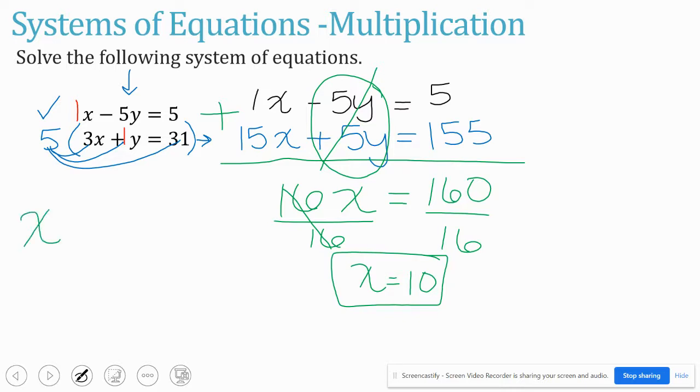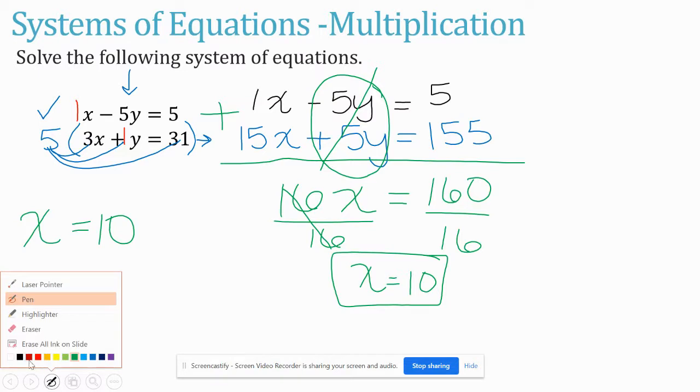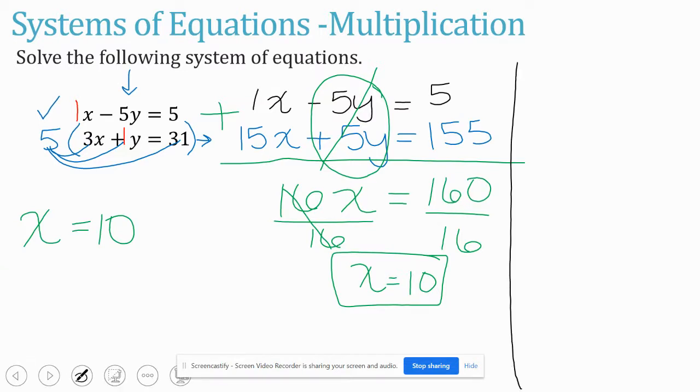I'm going to put that right here because I am going to erase this, just so actually I could probably fit it on the side. I'll do it on the side. So x equals 10. Remember, this is a system. We have to solve for x and for y. So I'm going to do that right here. And I'm going to just take the equation that we didn't touch, but you can choose any one as long as it's not the one that you changed over here, as long as it's one of the originals. So I'm going to do x minus 5y is equal to 5. And I'm going to take my x value and plug it into that equation to solve for y.